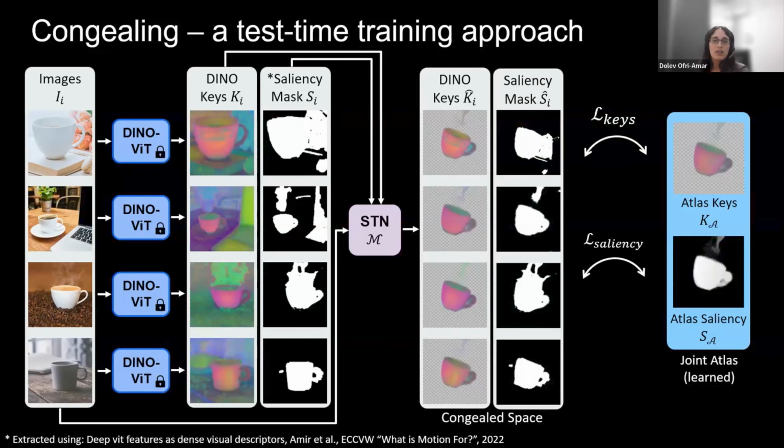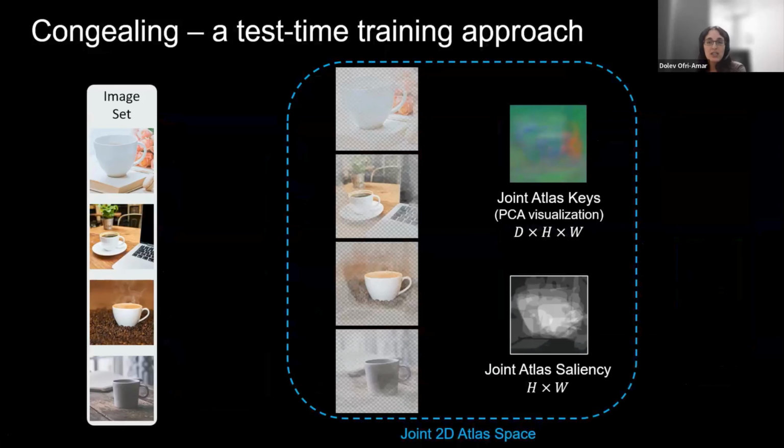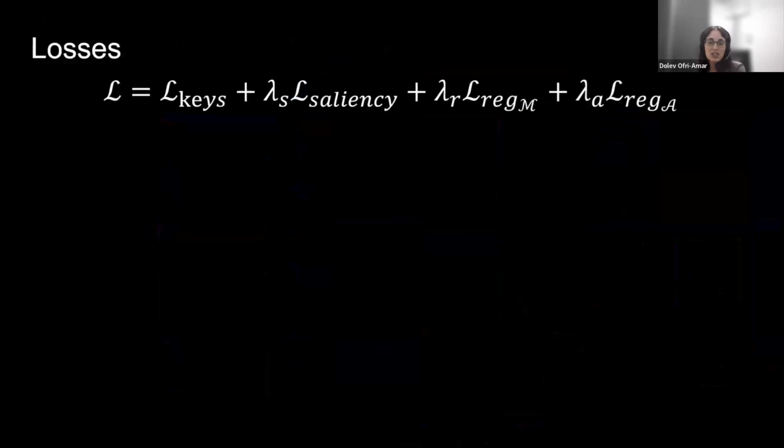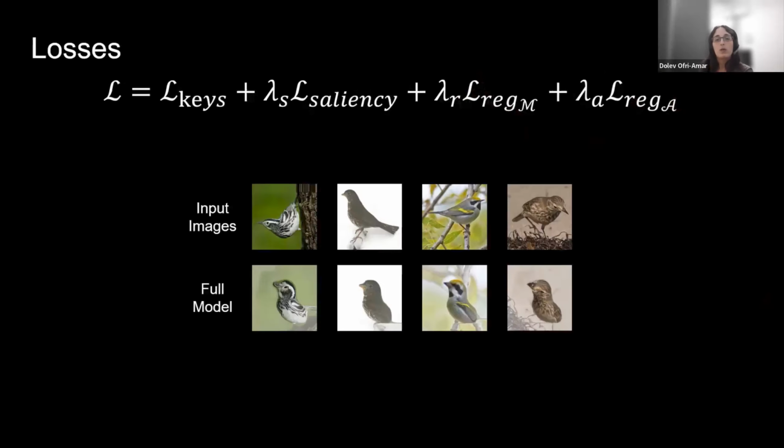Just to get the feeling of what it looks like during training, we can see here how we learn both the transformations and the joint atlas at the same time in order to get the final dense correspondences. Our final objective function consists of 4 different terms, where in addition to the keys and saliency loss that we just mentioned, we also apply regularization terms both for the mapping and for the atlas representation. And we're also going to follow this small example just to see the effect of each loss term.